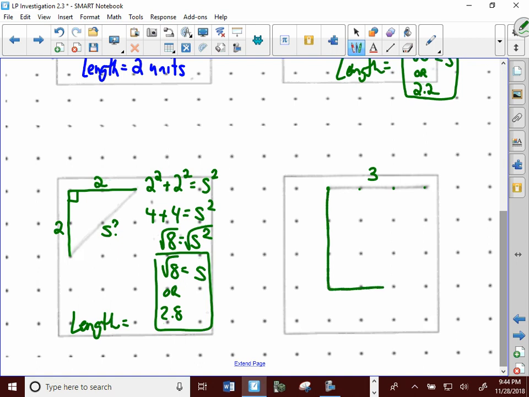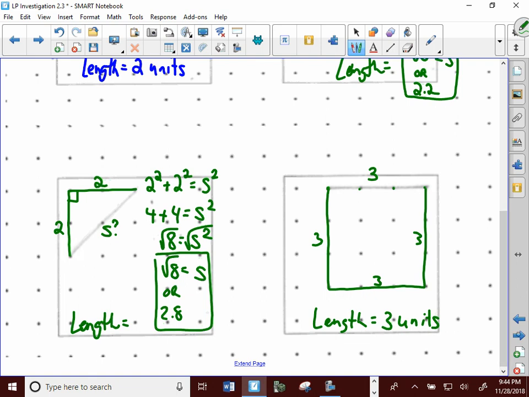So we're going to draw a 3 by 3 perfect square. And if it's 3 all the way around, our length is 3. The area of this thing is 9, but our length is 3 units, because this happens to be a perfect square. All right, very good. We're going to move on now to the last page.